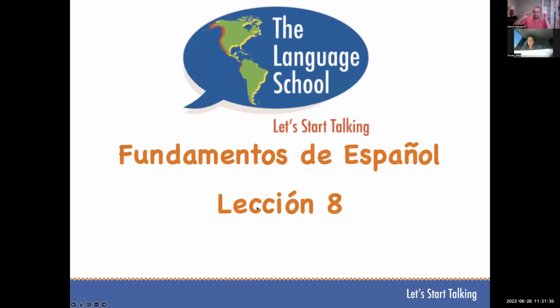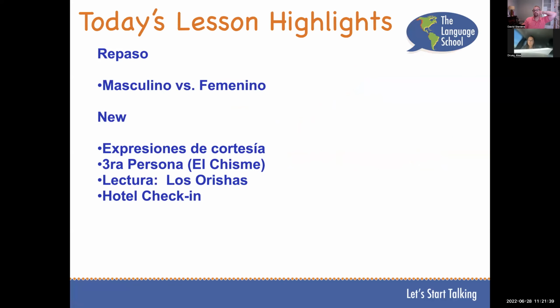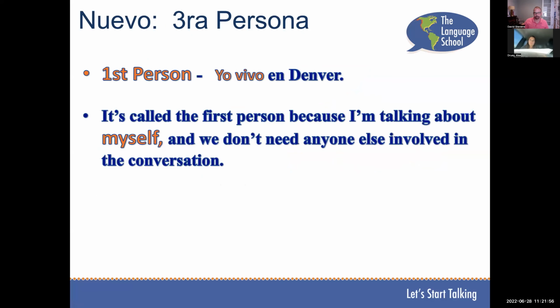Okay, Alex, aquí estamos en lección 8. So, vamos a repasar la diferencia entre masculino y femenino. We'll talk about some new courtesy expressions. We're going to learn the third person singular form of the verb now. We'll talk about los oficios, a reading activity, and a dialogue for checking in at the hotel.